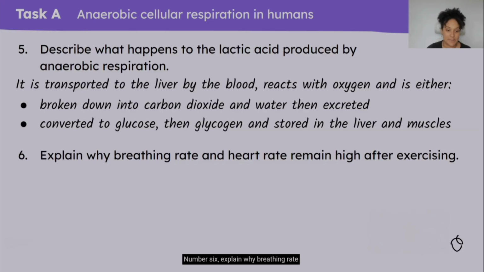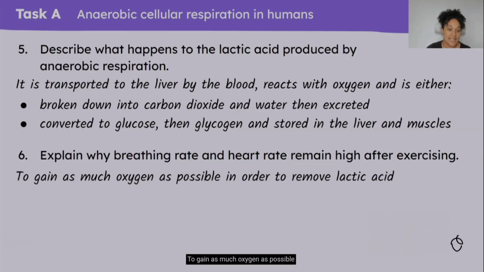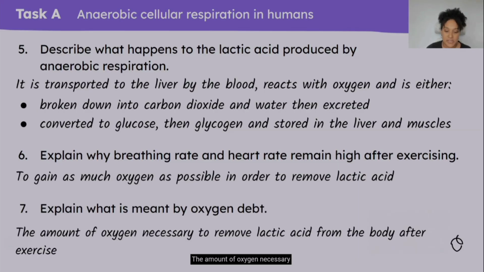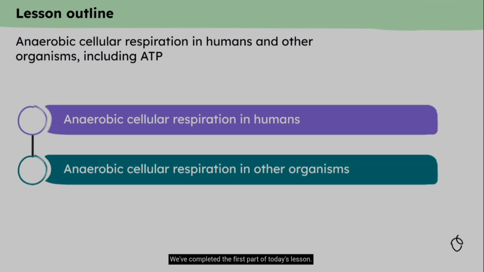Number 6, explain why breathing rate and heart rate remain high after exercising. To gain as much oxygen as possible in order to remove the lactic acid. And number 7, explain what is meant by oxygen debt. The amount of oxygen necessary to remove lactic acid from the body after exercise. Great job if you got those right. We've completed the first part of today's lesson.